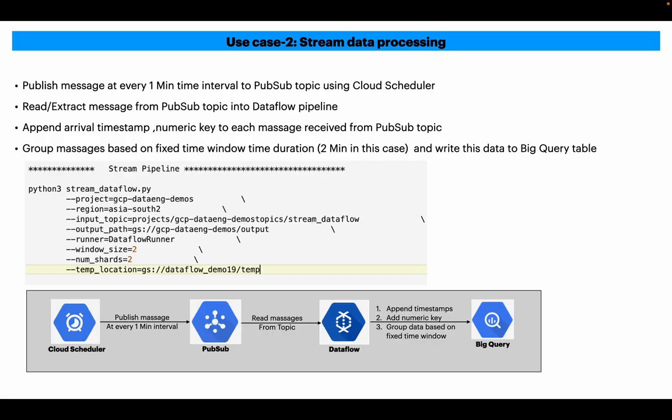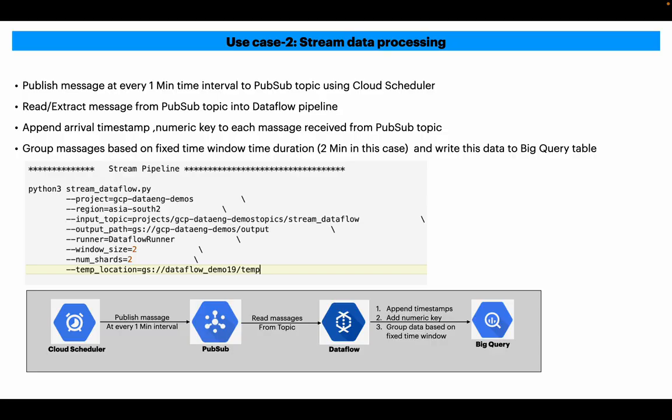In the first step, through this cron scheduler job, we will receive a message at every 1 minute interval, which will be published to a PubSub topic. From the PubSub topic, we'll read that message into our Dataflow pipeline. Once it is available in the Dataflow pipeline, we will perform certain transformations on top of each message. Here we are performing some basic transformation. I don't want to make it too complex in this demo. Let us keep it simple.